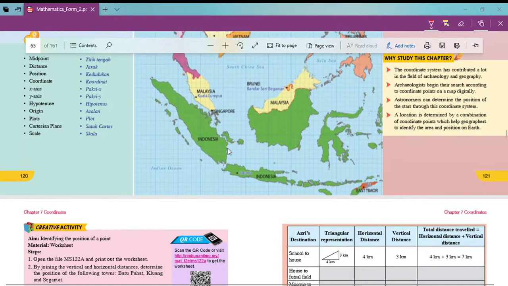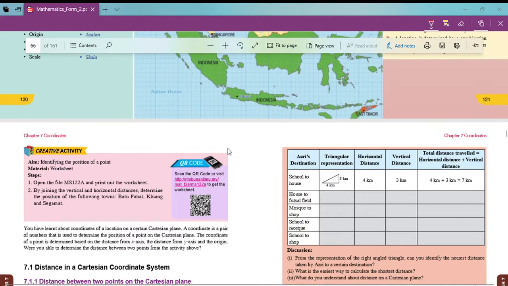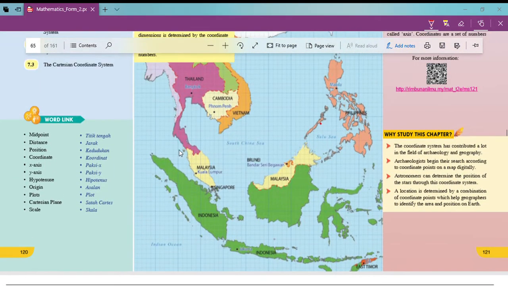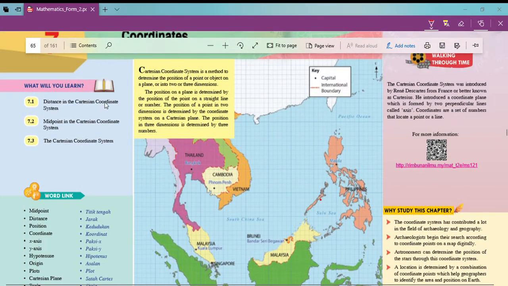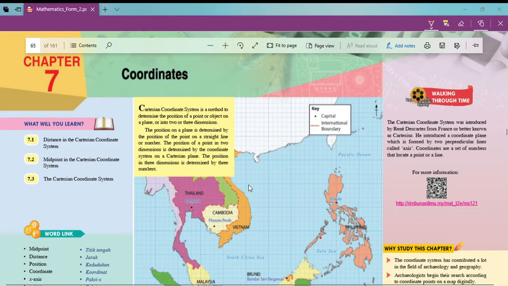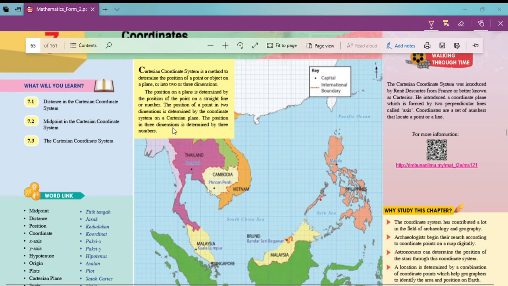So please look at page 121, about coordinates. Maybe you will ask what coordinates are and what they are used for in our life. I know everyone now knows that we have GPS to go from one place to another. We can use GPS to identify our location and the locations we want to go.